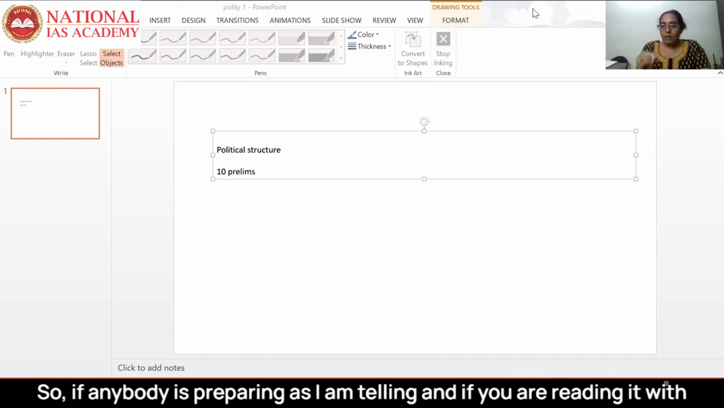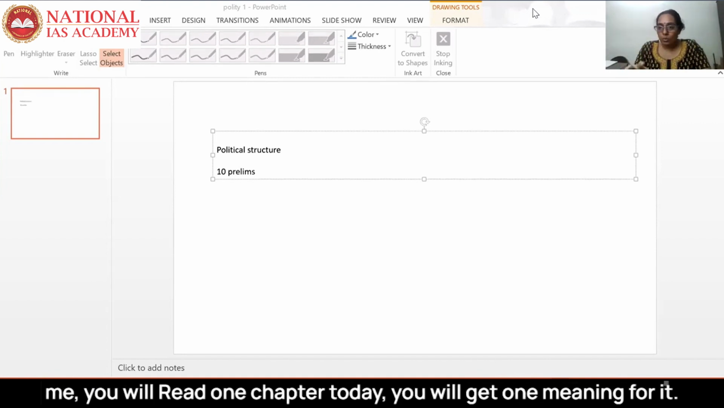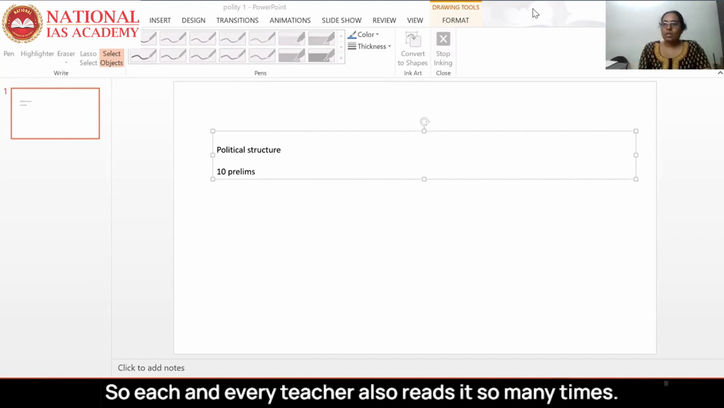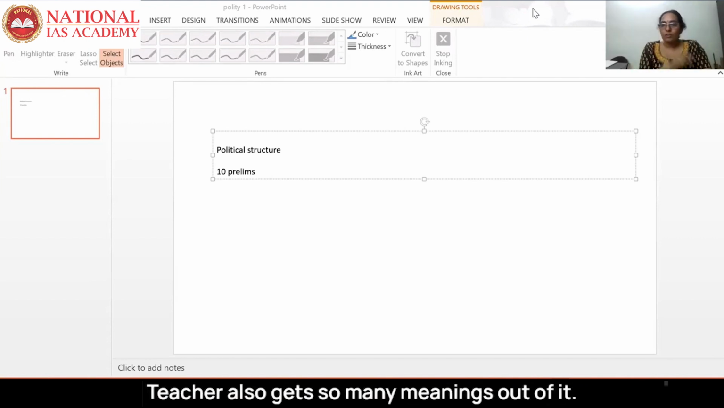So if anybody is preparing as I am telling, and if you're reading it with me, you read one chapter today, you will get one meaning for it. Tomorrow you read it, you get one more meaning for it. Each and every teacher also reads it so many times. The teacher also gets so many meanings out of it. Students also get so many meanings out of it.